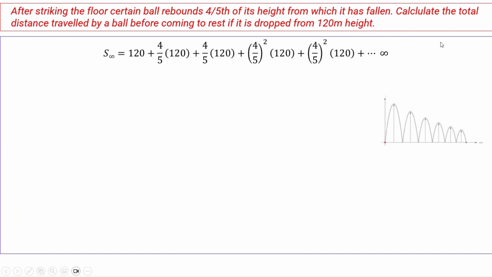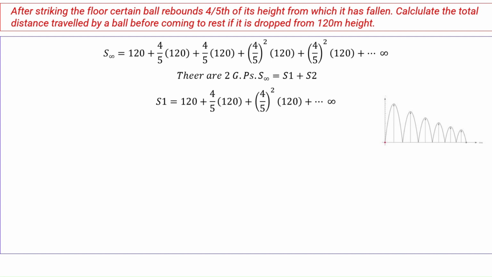So there are two series very clearly we can see. If you call s infinity as s1 plus s2, s1 is starting with 120, 4/5 of 120, (4/5) square into 120, and (4/5) cube times 120, like that it will go. And s2 is starting with 4/5 of 120, (4/5) square of 120, (4/5) cube times 120. So these are the two series I have.